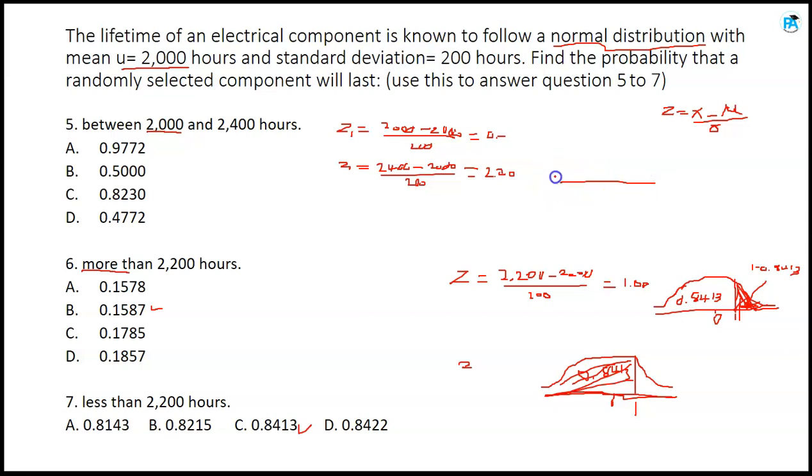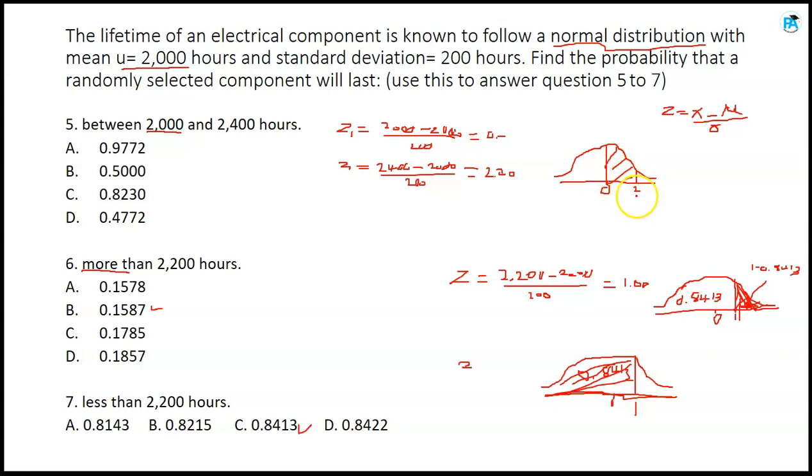To find between, if you know how to find it straightforward, there's no need sketching the curve, okay. But we say between 0 and 2. And you know 0 is always at the middle, right? So we've gotten where 0 is. And 2, positive values are at this side. So let's say we take 2 to the left side. But the question says between 2000 and 2400, which is now between 0 and 2, right? So meaning you should find between 0 and 2, between them.